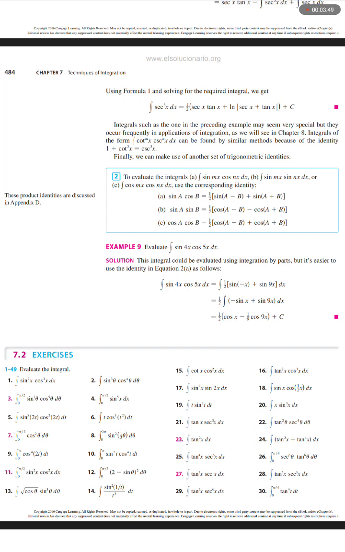Integrals of the form the integral of cotangent to the power m of x times cosecant to the power n of x dx can be found by similar methods because of the identity 1 plus cotangent squared x equals cosecant squared x. Finally, we can make use of another set of trigonometric identities.